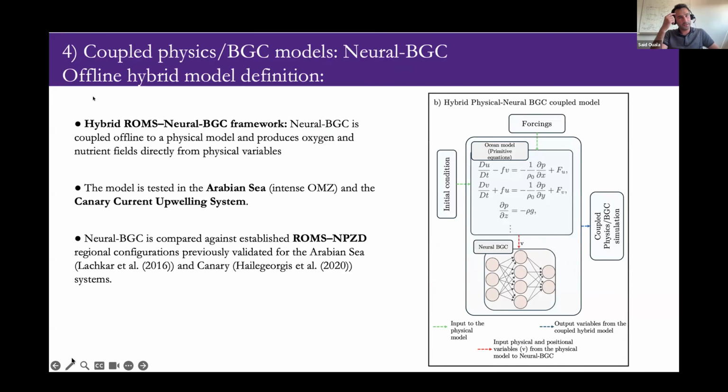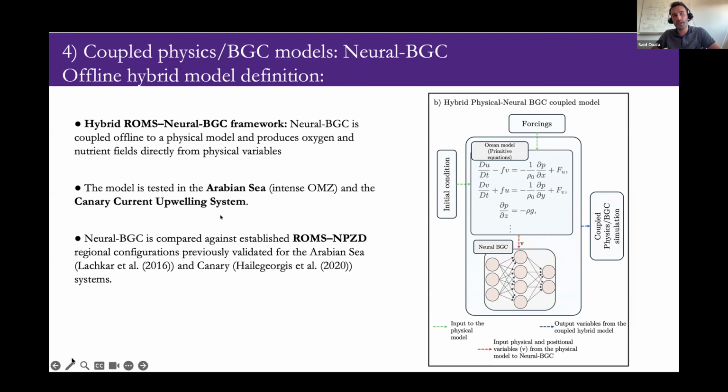Now, to the last part of this talk, on the coupling of Neural-BGC with the physical model. So what we did here was we coupled the emulators that we trained previously, without any fine-tuning and without any retraining, to a physical model. And we used here the regional ocean modeling system, ROMS. And we focused on two particular test regions, the Arabian Sea and the Canary current upwelling systems.